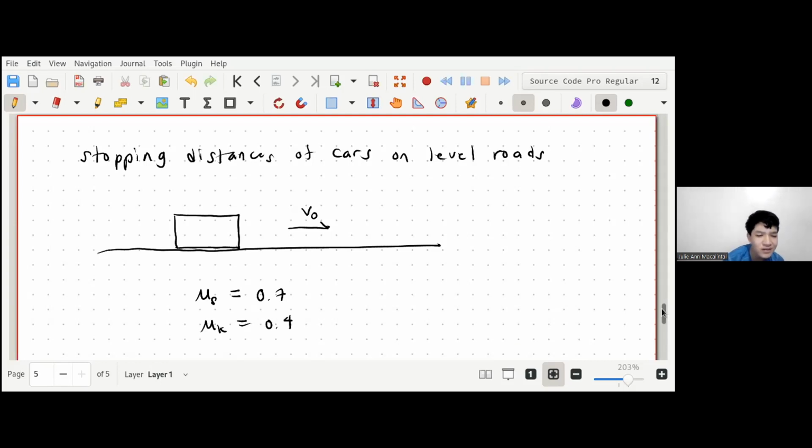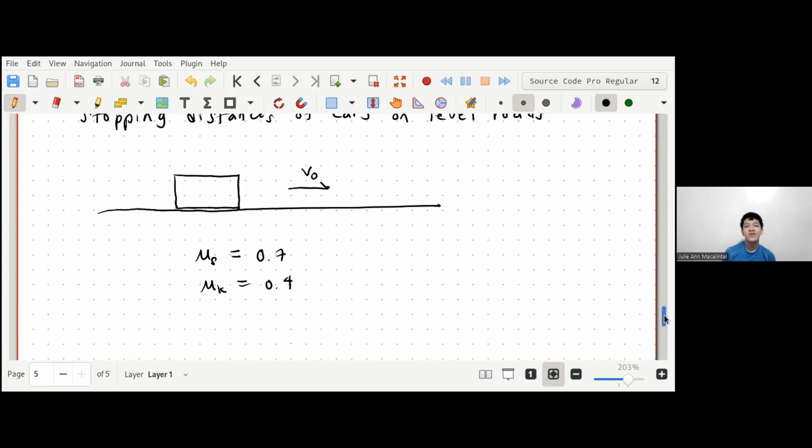Now, I want you to compute the stopping distance. If there's ice, it's similar, like black ice, versus a dry road. So, it's actually the same problem.